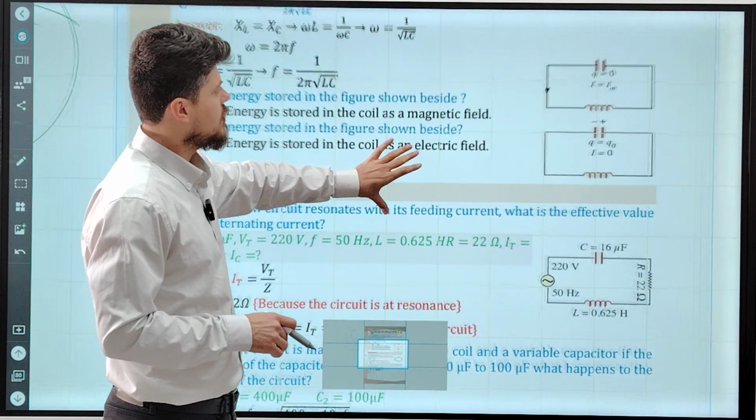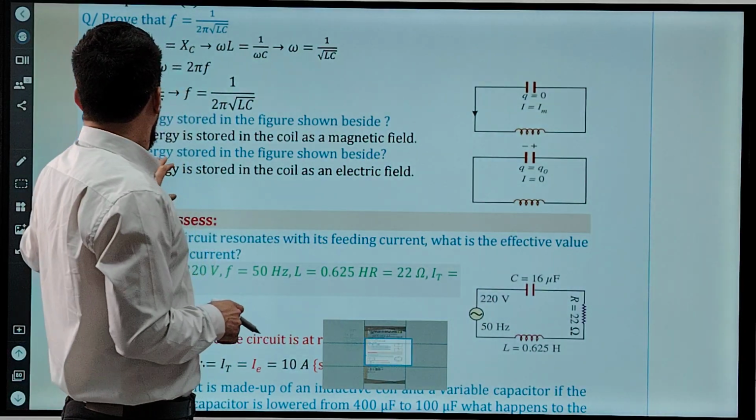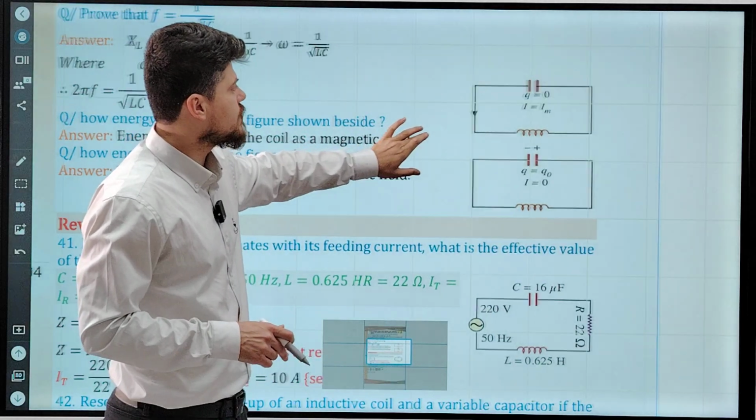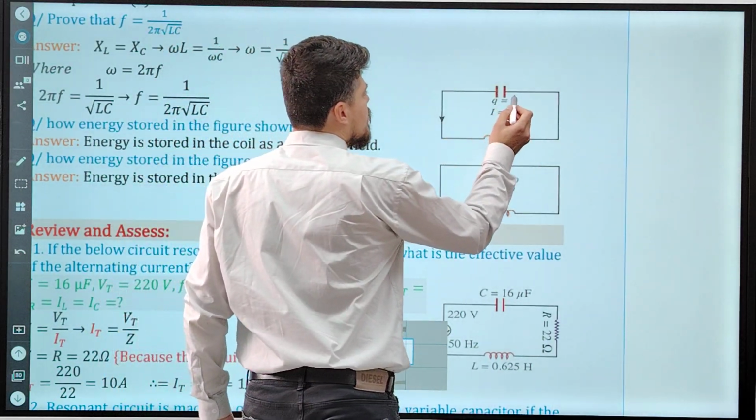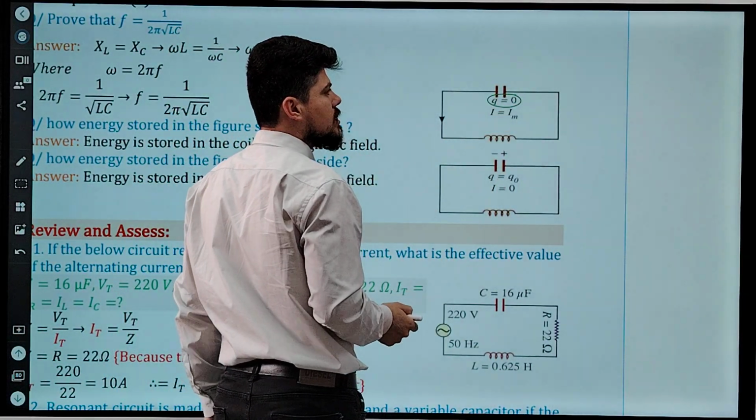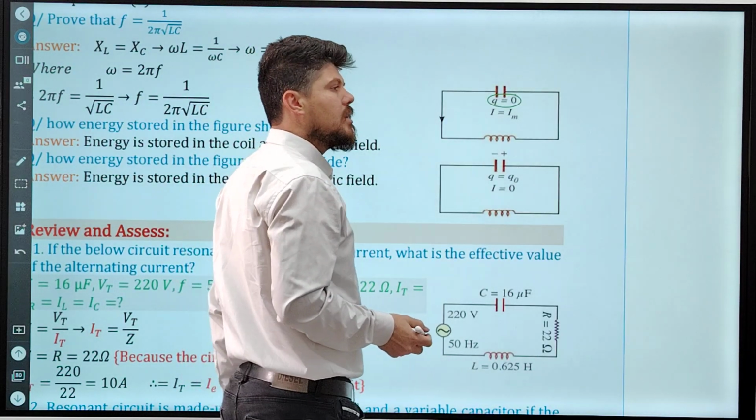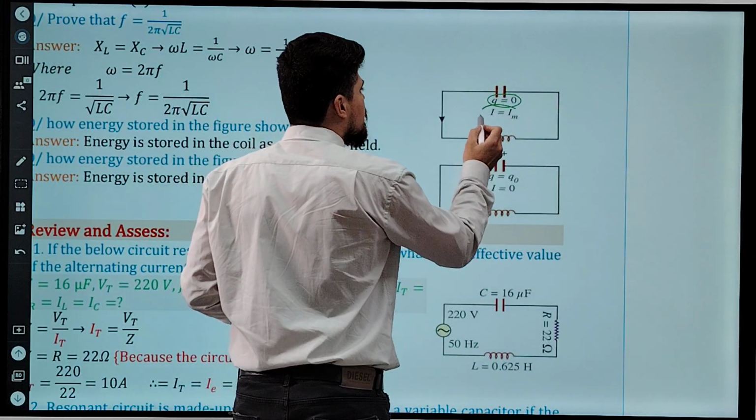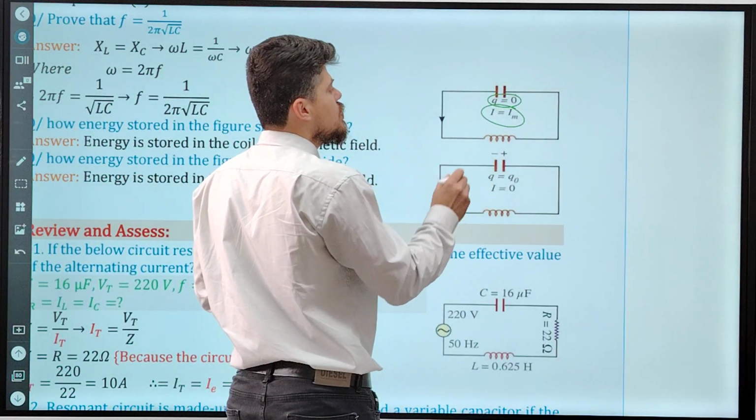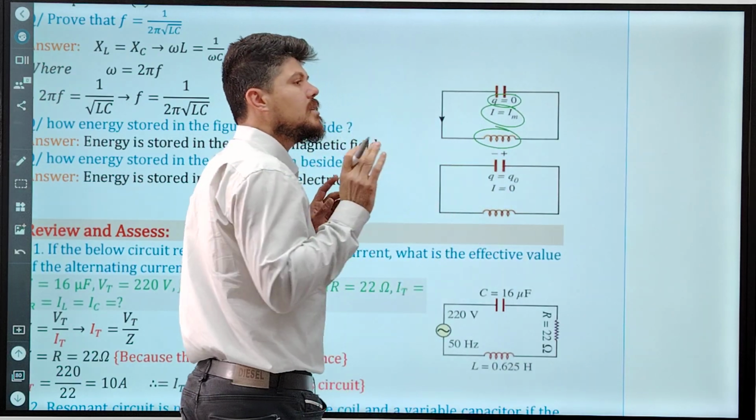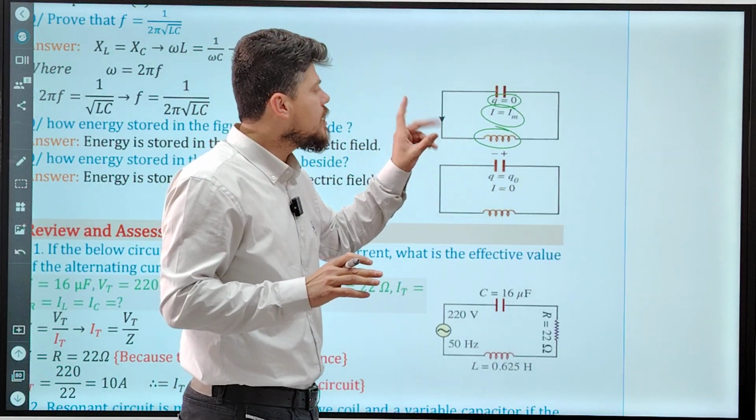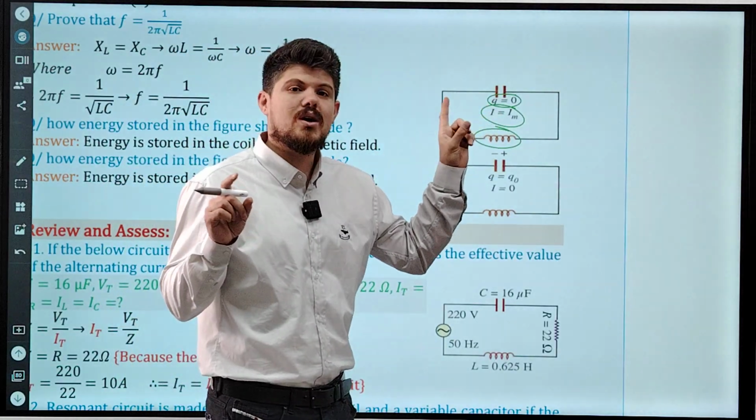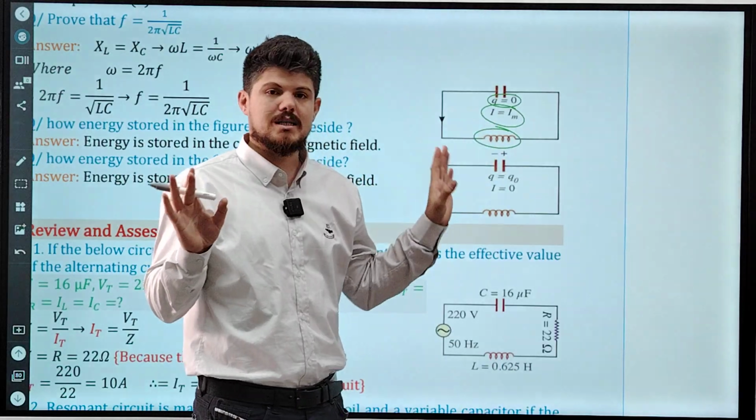Look at this figure. How is energy stored in this figure? As you know, the capacitor has 0 charge. Okay? It means that there is no electric field here. But current is at maximum value. It means that the energy is stored in the inductor as a magnetic field. In this figure, the energy is stored as a magnetic field. Why? Because the magnitude of charge is 0 and the current has maximum value.